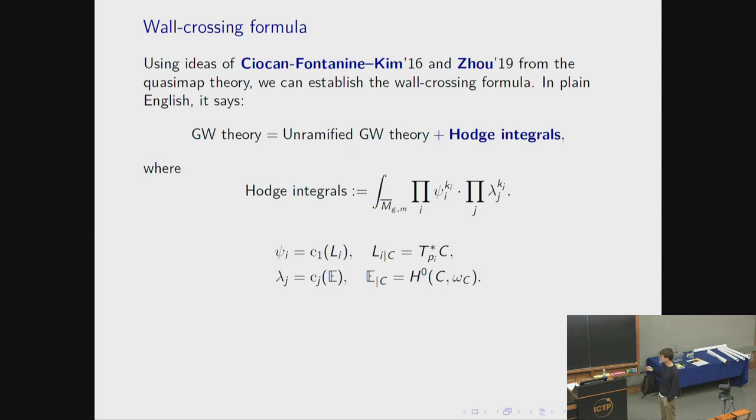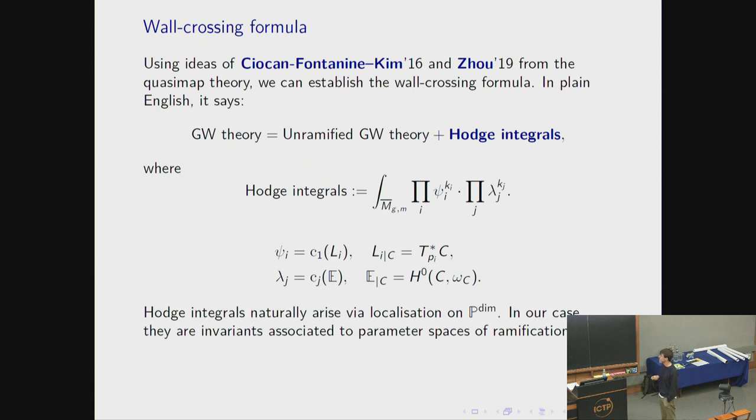measured by Hodge integrals. So Hodge integrals are integrals on a moduli space of stable curves, not maps. And you integrate psi classes and lambda classes. Psi classes are classes associated to line bundles given by cotangent spaces at marked points, while lambda classes are Chern classes of a Hodge bundle. A Hodge bundle is just given by differential forms on curves. So the difference between Gromov-Witten theory and unramified Gromov-Witten theory is just Hodge integrals.